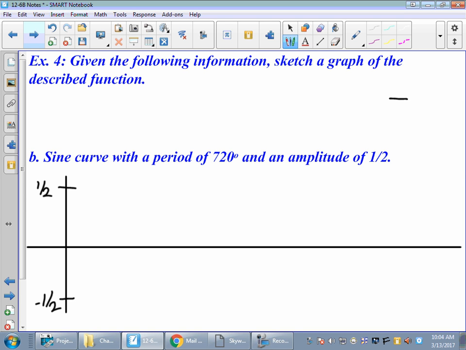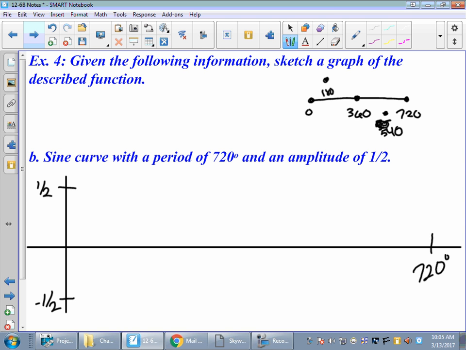And then I'm going to just do some pre-planning off to the side, 5 points. I'm going to start at 0. I'm going to end at 720. That means my middle point will be at 360. The middle of my middle will be at 180. And the middle of the middle, where my valley is, 540. There we go. So I'm going to label at the very end, 720.